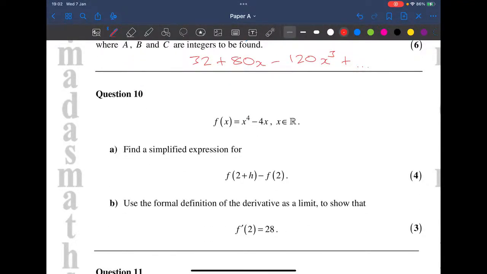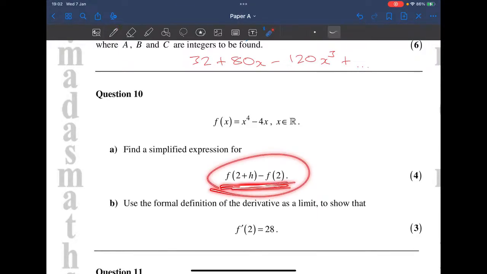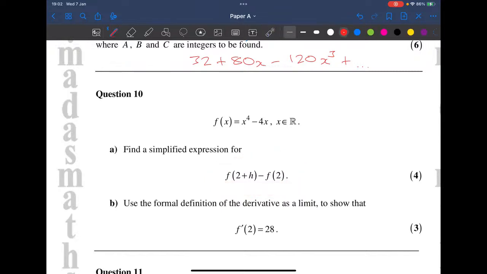Number 10 then. So straight away, as soon as you see this, it's going to be some first principles differentiation. You very rarely see anything like that in any other kind of context. So let's think, f of 2 is easier, so let's actually start with f of 2. We're just going to sub that in. So subbing in the value for 2.